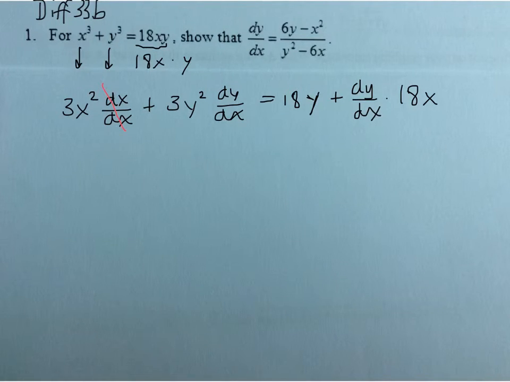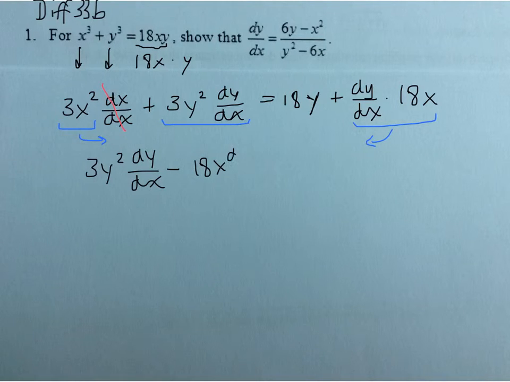Okay. So now we've got all of this stuff, and the second step is get the dy/dx's on one side. So my dy/dx terms are this guy and this guy. So I'm going to move this one left, which means this, which doesn't have a dy/dx, is going to go to the other side. So when I write this all out, I'm going to have 3y squared dy/dx minus the 18x dy/dx that comes over. And on the other side, I have the 18y that was already there minus the 3x squared that came over. Right, so does that make sense?